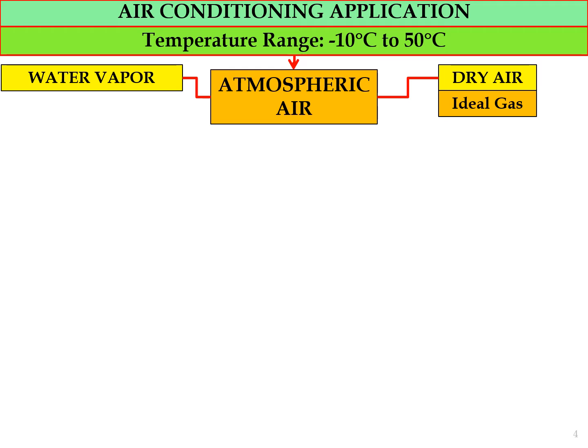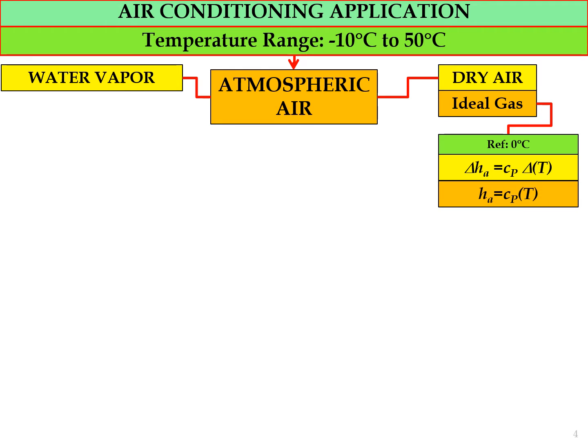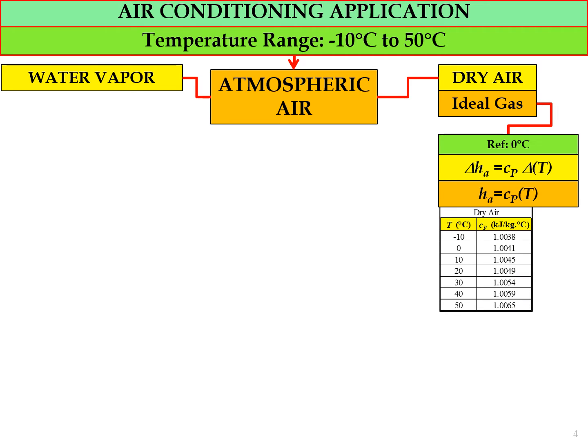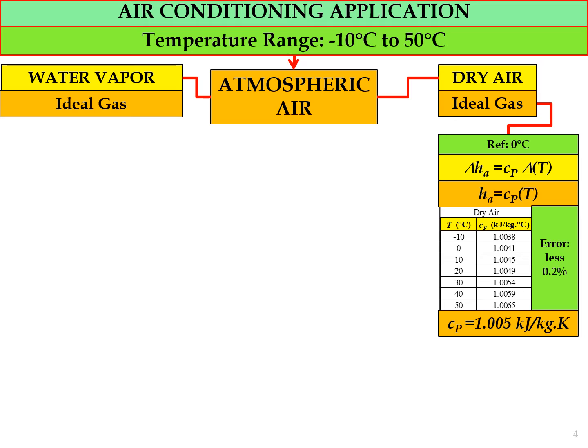And since it is an ideal gas, taking the reference of 0 degrees Celsius, we can calculate the enthalpy change of the ideal gas with this equation, which only looks at the temperature change. We can calculate the enthalpy with an error of less than 0.2% with a constant Cp value of 1.005 kilojoule per kg per Kelvin. And for water vapor, due to the temperature range, we can also consider it an ideal gas.